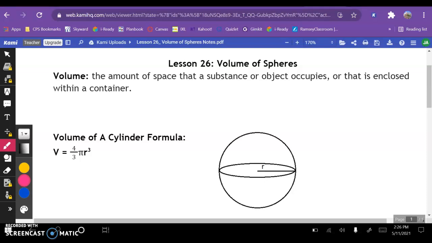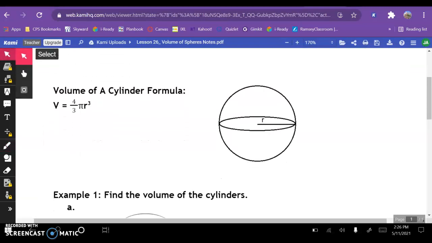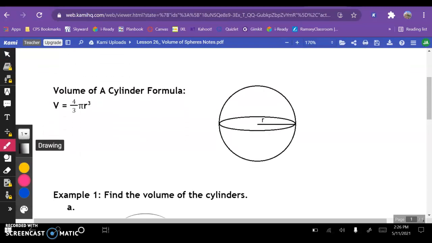Finishing up lesson 26 here, we are going to talk about the volume of spheres. So the formula for volume of a sphere, oh, and I didn't change my word here, is 4/3 times pi r to the third power. So 4/3 times 3.14 times the radius to the third power this time.